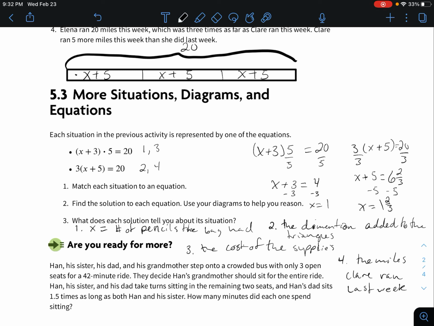Okay, so that was just an overview looking at story problems and how to represent them with a tape diagram. And then once again, just a refresher on how to solve these equations.